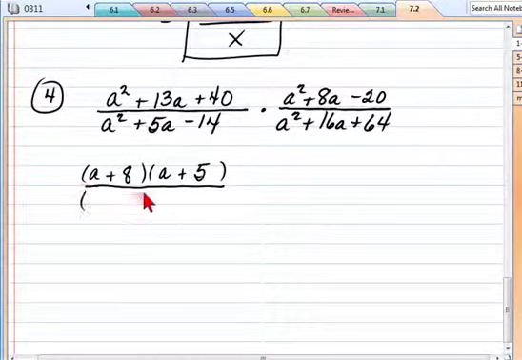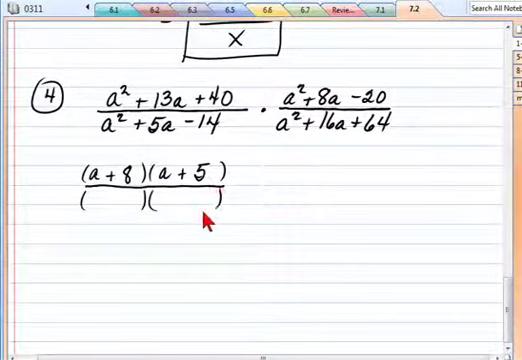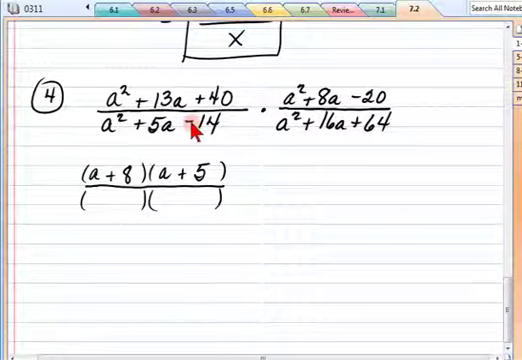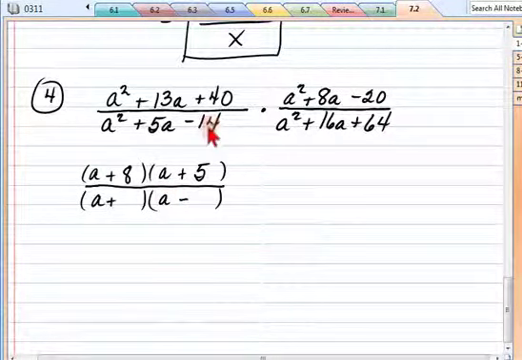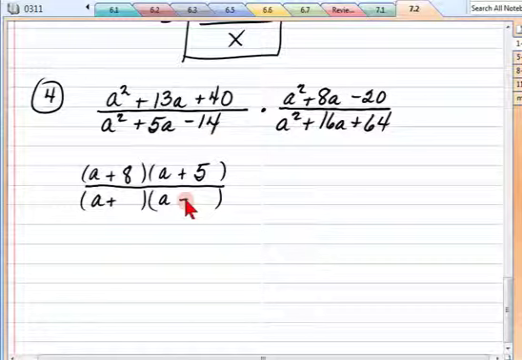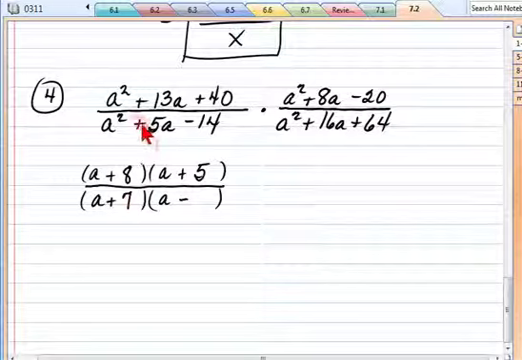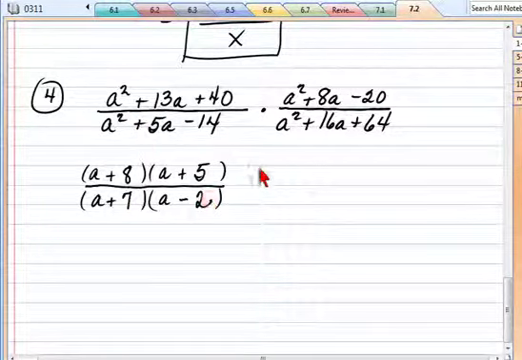Denominator. There's no common factor. I'll go with trial and error, but this time the sign is negative, which tells me one of each. I need an a and an a. I need factors of 14 that, because the signs are different, have a difference of 5. 7 and 2. And I need the 7 to be positive because that was what the dominant one was, and the 2 down there.